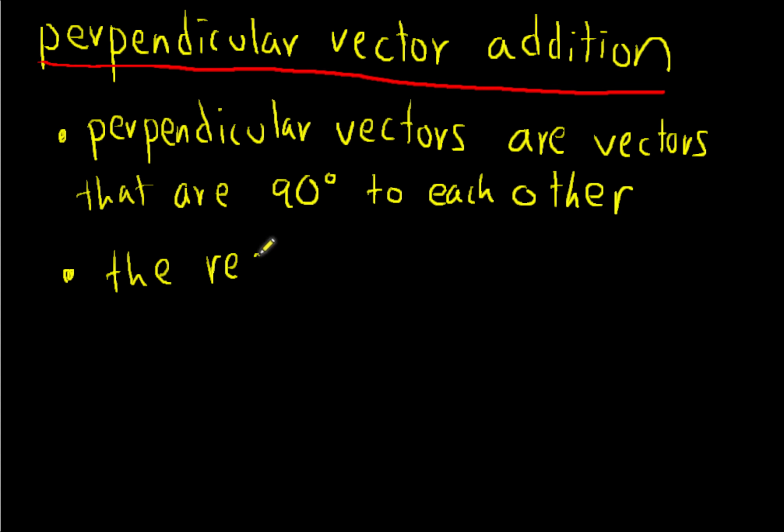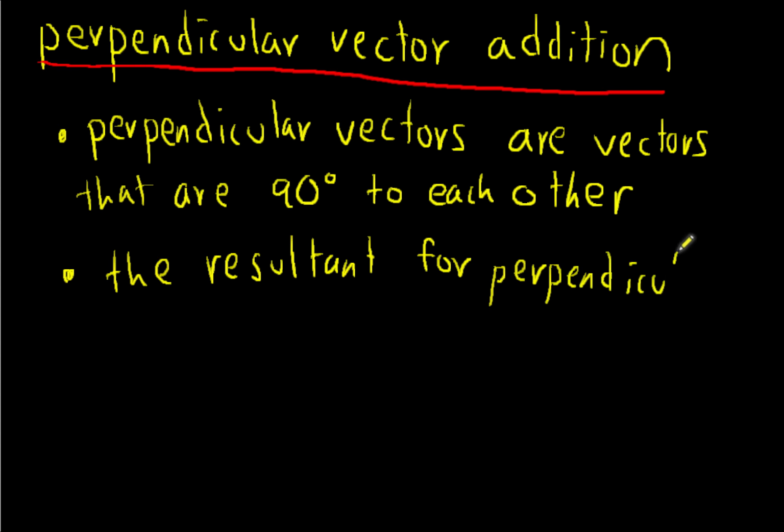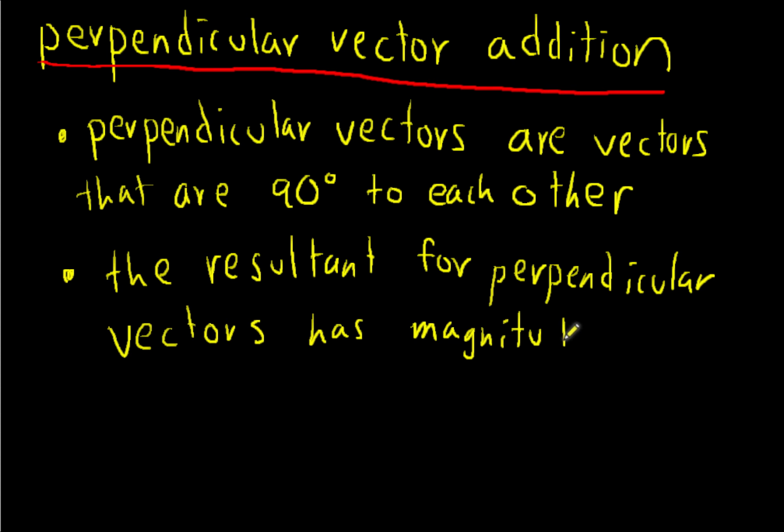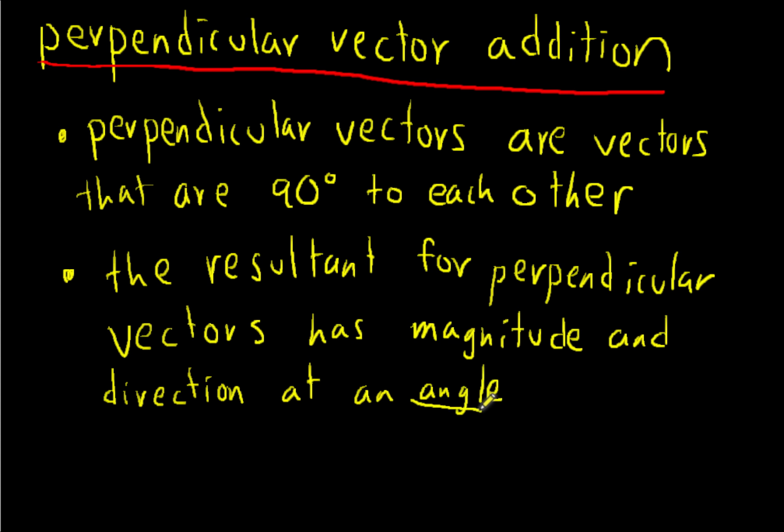The resultant for perpendicular vector addition has a magnitude and a direction like you're familiar with, but there's also another piece that's new. The direction can't be one of the many directions we have because it's made up of a combination of directions. So the direction is at an angle, and this angle is a combination of the directions of the two original vectors.